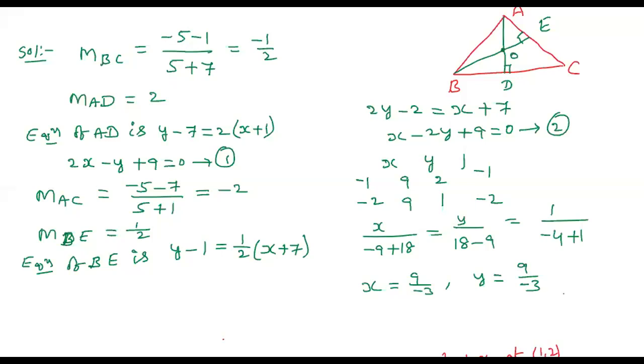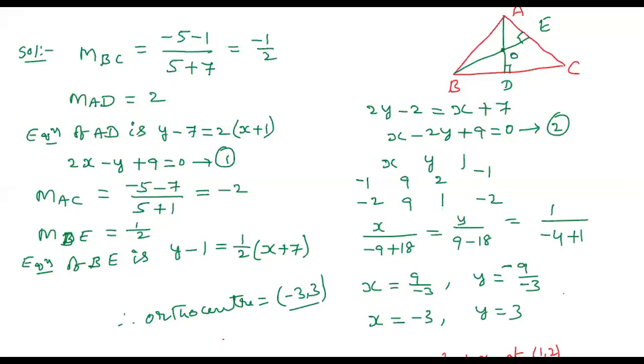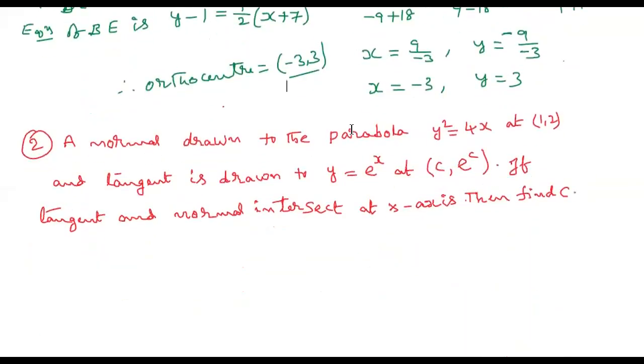Now here, this is a small correction again: 9 minus 18. So here will come minus 9. Now x value is minus 3 and y value is 3. Therefore, orthocenter, how much? Minus 3 comma 3. But do the calculation carefully. So I am going to the next question.